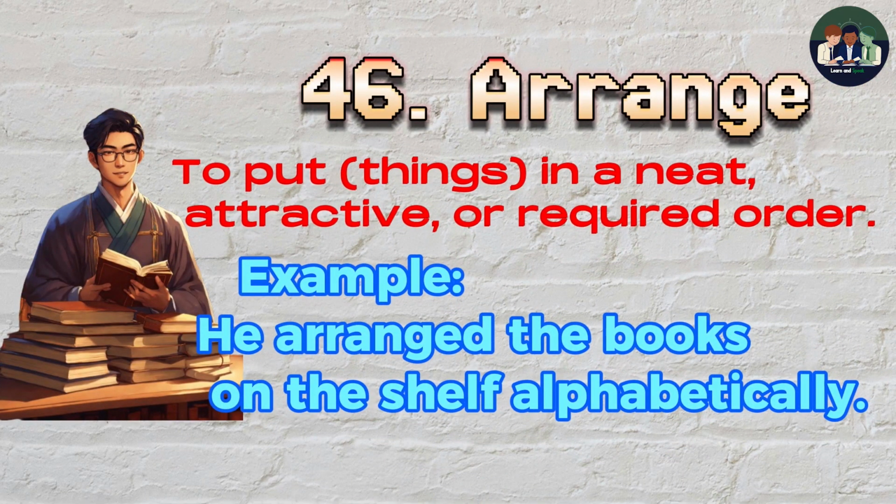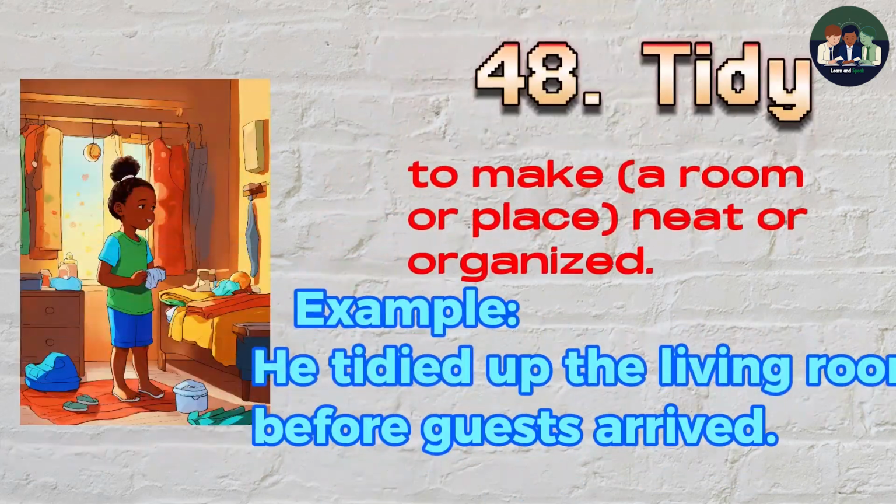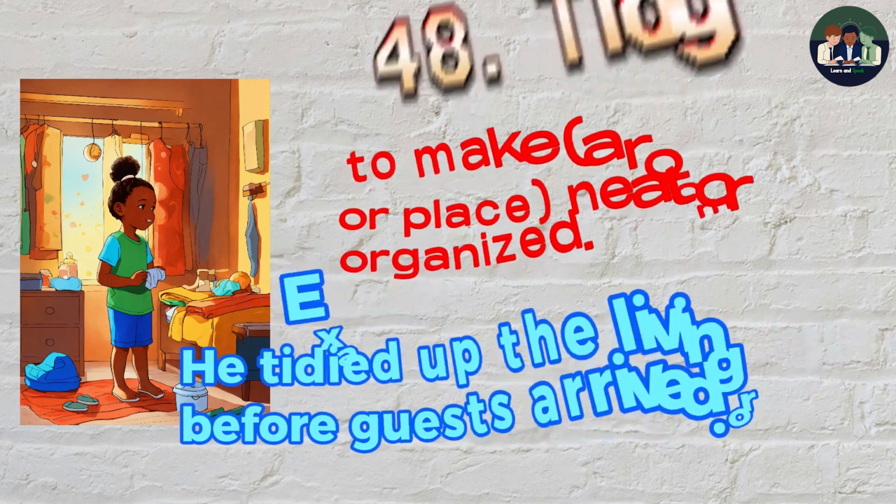46. Arrange: to put things in a neat, attractive, or required order. Example: He arranged the books on the shelf alphabetically. 47. Clean: to make something free of dirt, marks, or mess. Example: She cleaned the windows until they shone. 48. Tidy: to make a room or place neat or organized. Example: He tidied up the living room before guests arrived.